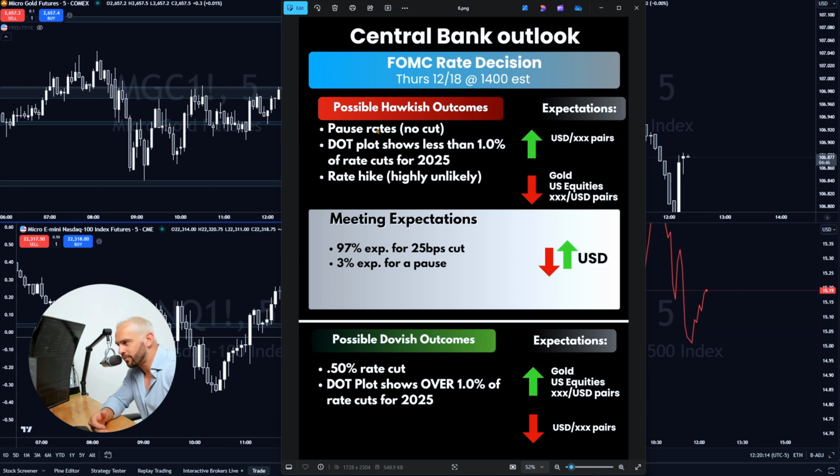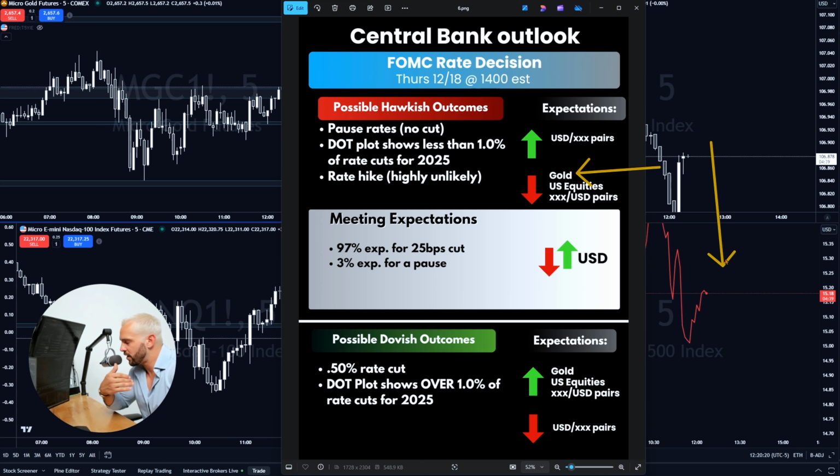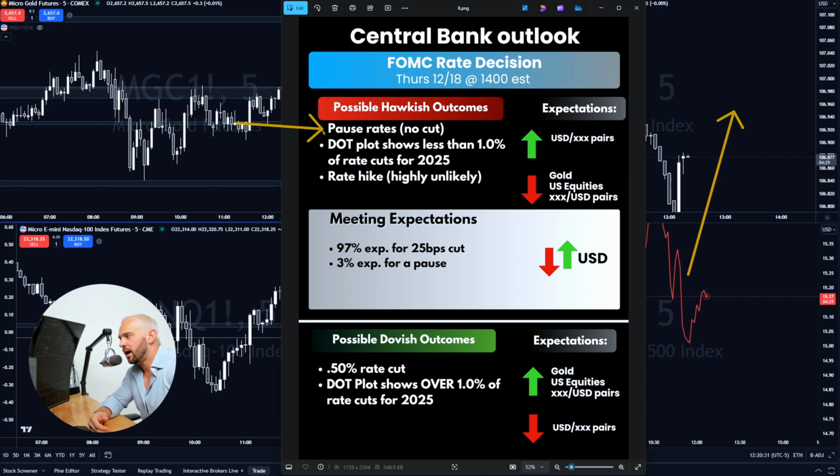So if we don't get the rate cut, then that would be one reason, specifically for gold, I would be looking for sells right off the bat. If we get a pause, I'm taking gold sells. Obviously, I want price action in my favor, but I'm taking those sells. Now, the reason it would be short-term and I would still long-term look for gold buys is because a pause is still bullish for gold. It's still technically dovish, right?